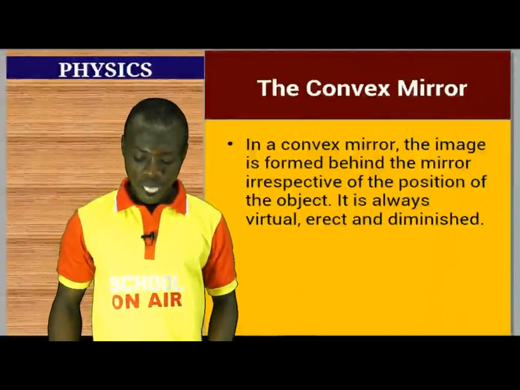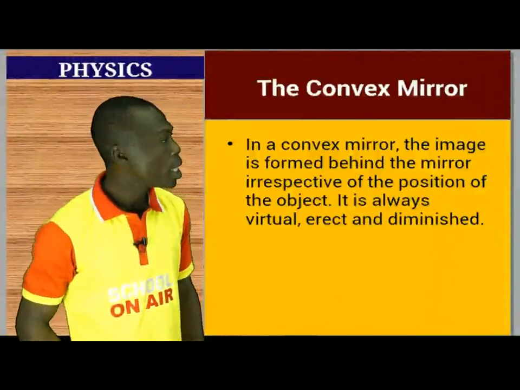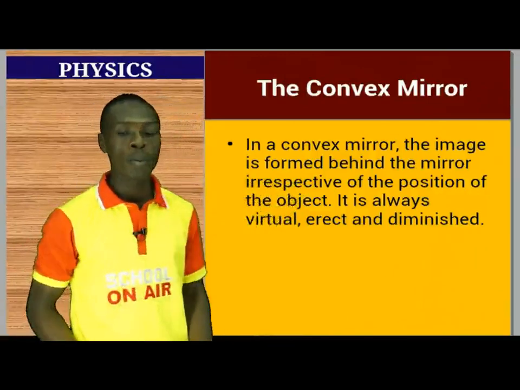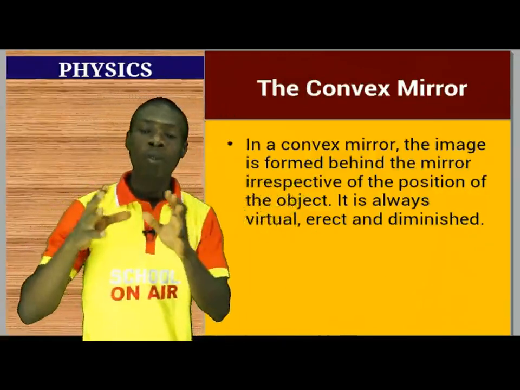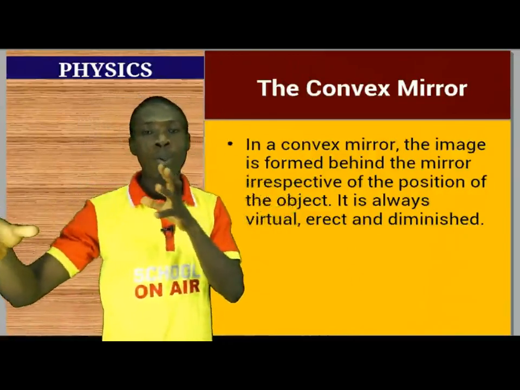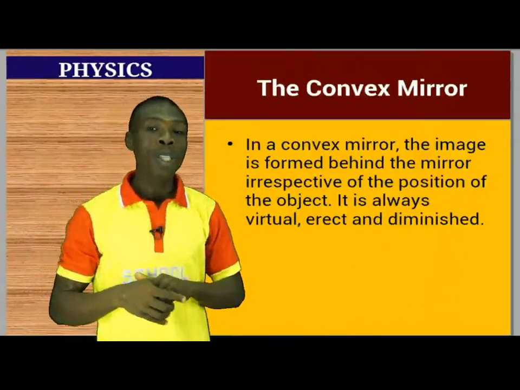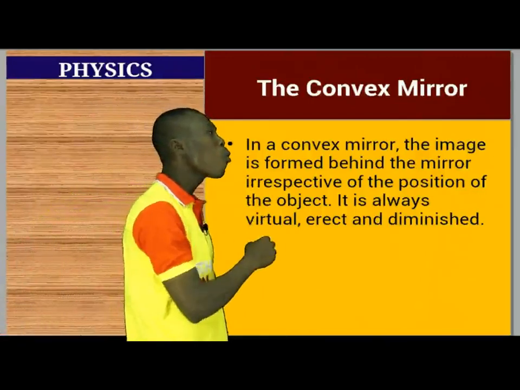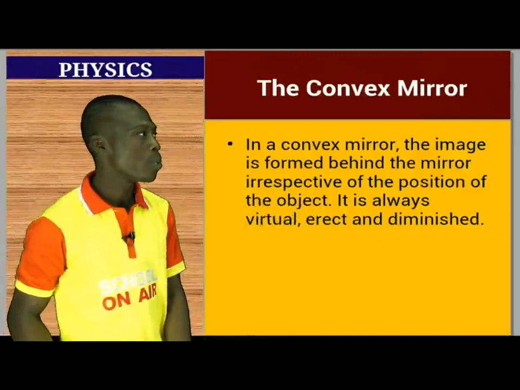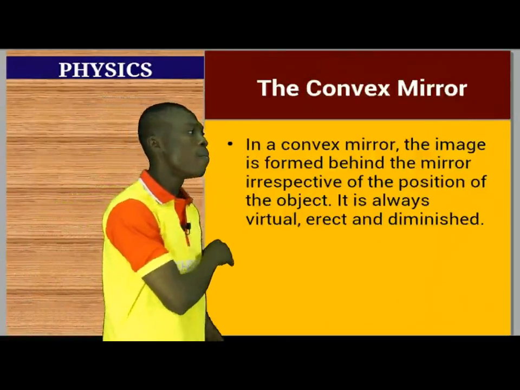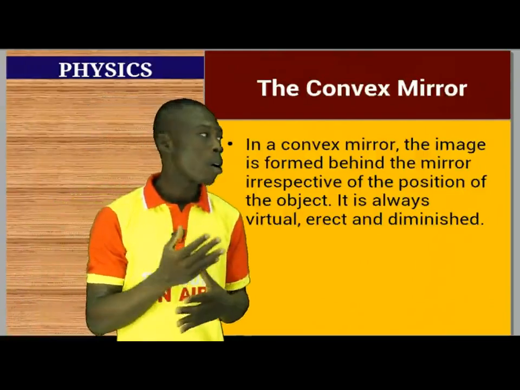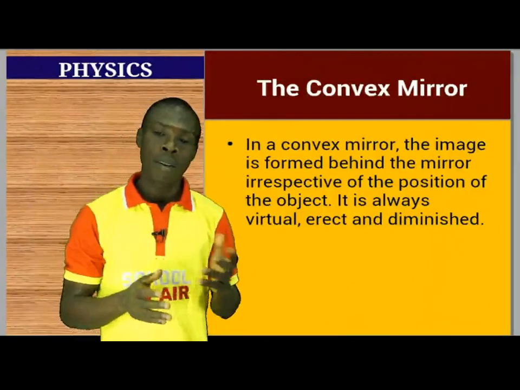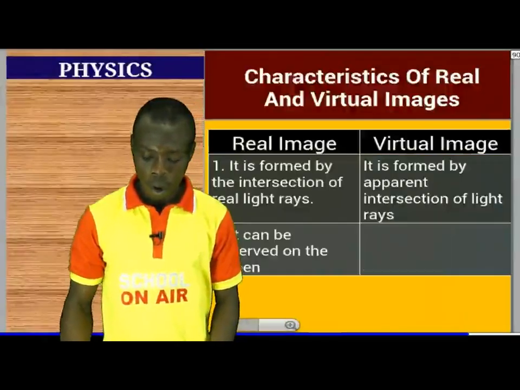Now, the convex mirror, that's for concave. In a convex mirror, the image is always formed behind the mirror, irrespective of the position of the object. For the concave mirror, we were talking about whether the object is placed at C, at F, or between C and F, and where the images are formed. With convex, irrespective of where the object is placed, the position of the image is always behind the mirror. And of course, the image is always virtual, always erect, and diminished. So the image is always smaller in size, although it is erect and virtual. Okay, so that's for convex.